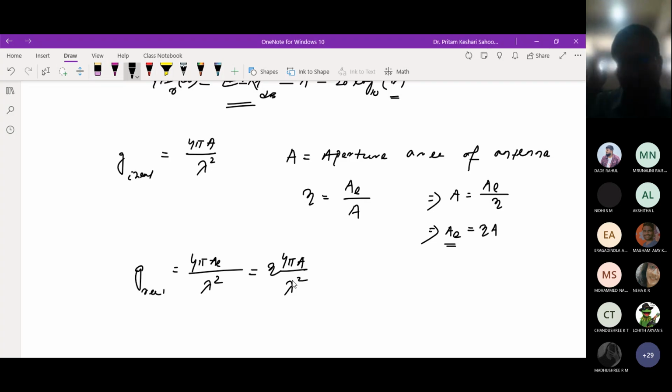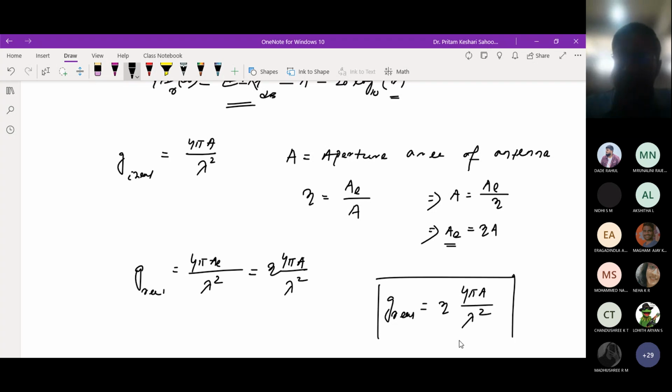So if we have this expression, G real is equal to eta multiplied by 4 pi A divided by lambda square. This expression represents that if the physical size of a given antenna, that is A, and the wavelength at which the signal is transmitted or received by the antenna are given, and the efficiency of the antenna is known to us, we can find what will be the gain of the antenna.